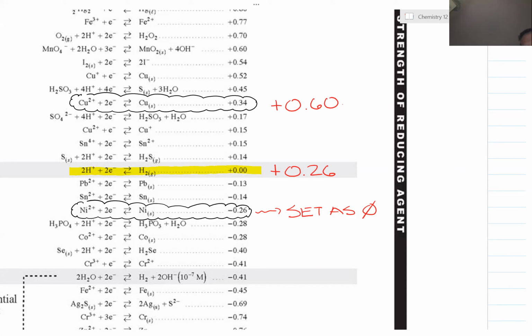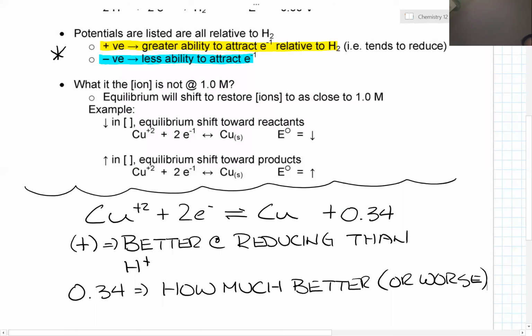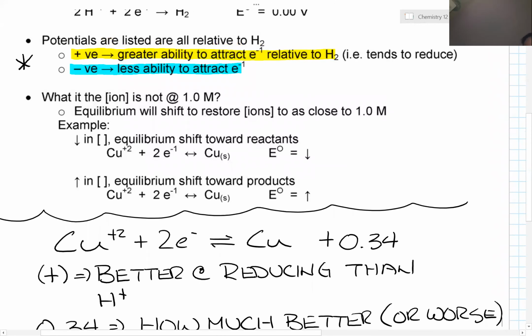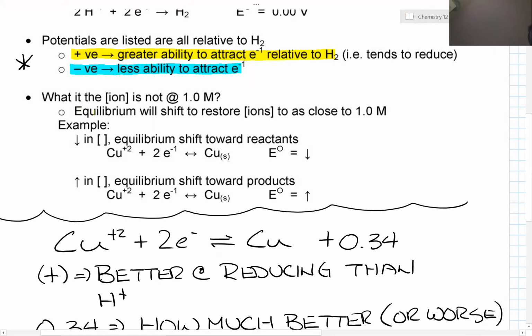Now, this is at standard state. So what if the concentration of the ions is not at 1 molar? Well, depending on what the concentration of the ion is, the equilibrium will shift to restore the concentration of the ions to as close to 1 molar as possible. So the key word is you're looking at the concentration of ions. Now, if there's a decrease in concentration, equilibrium will shift towards the reactants. And what will happen is the voltage goes down.